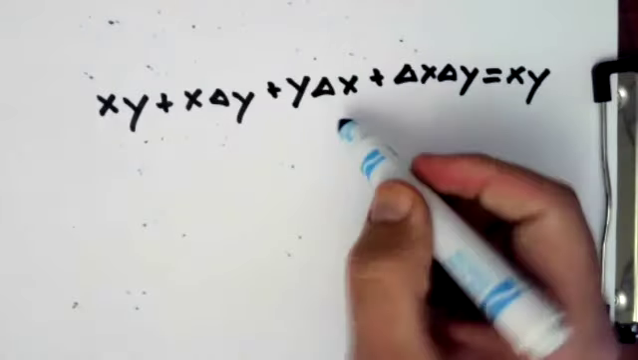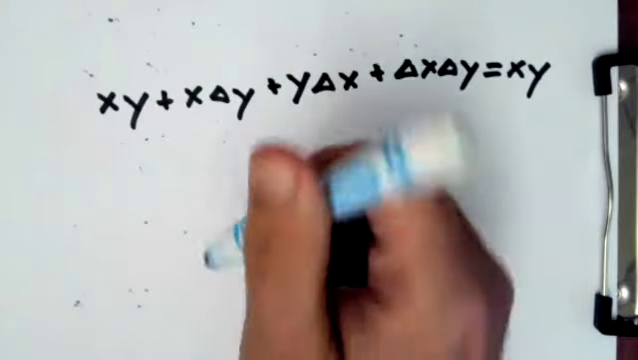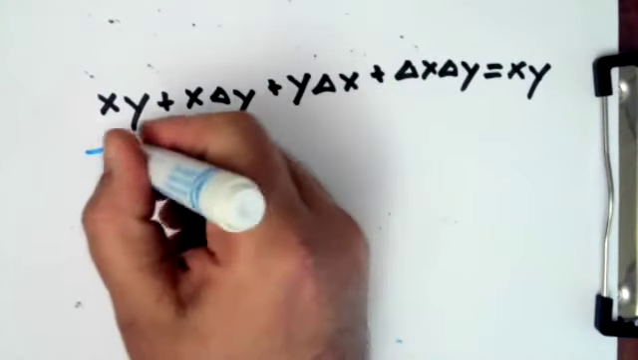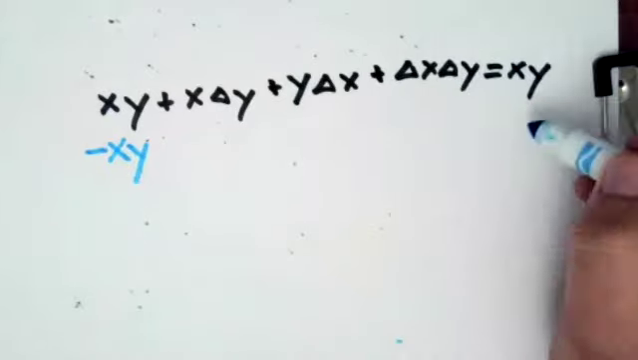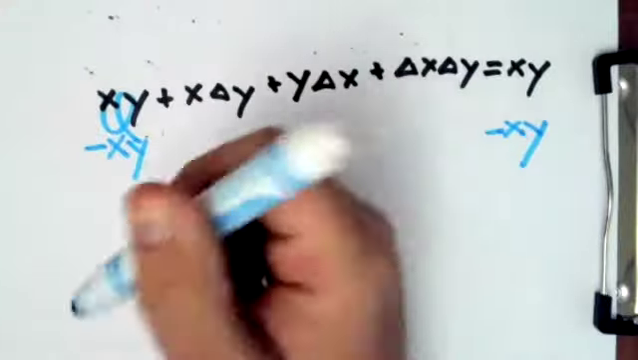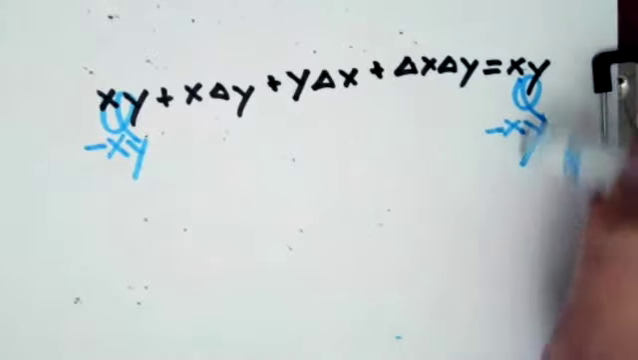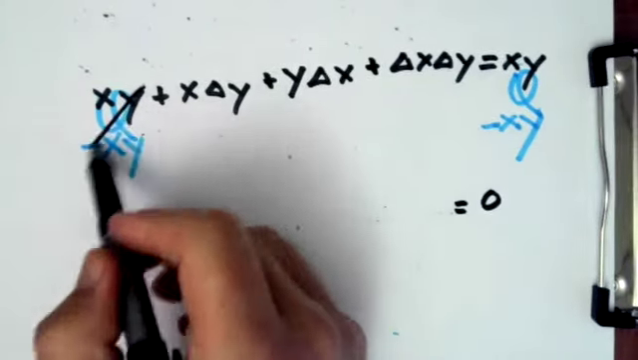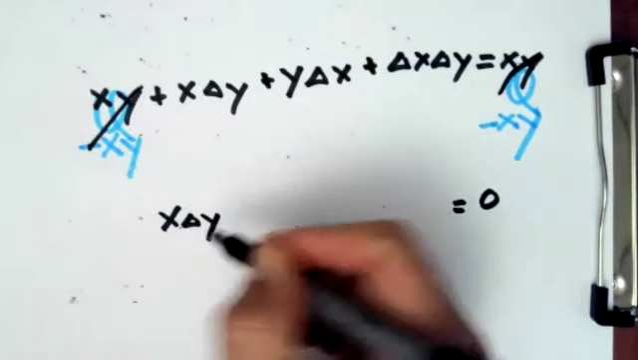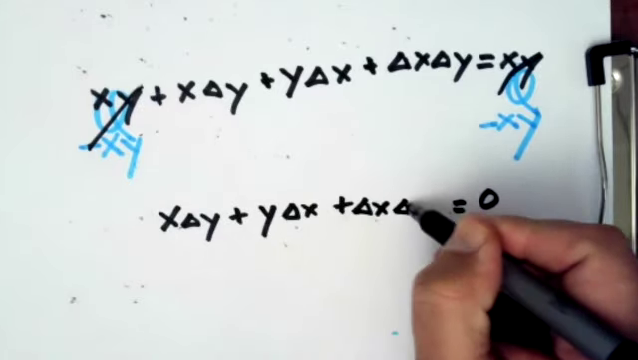So I want to isolate this delta y, so I'm going to do anything I can that gets delta y by itself on this side. I'm going to subtract xy from this side, and if I do that, I also have to subtract xy from this side. xy minus xy is equal to 0, just like 2 minus 2 is equal to 0. And then I have the same thing over here. All I'm left with on this side is 0, and then this zeroes out. So I have x times delta y plus y times delta x plus delta x delta y is equal to 0.